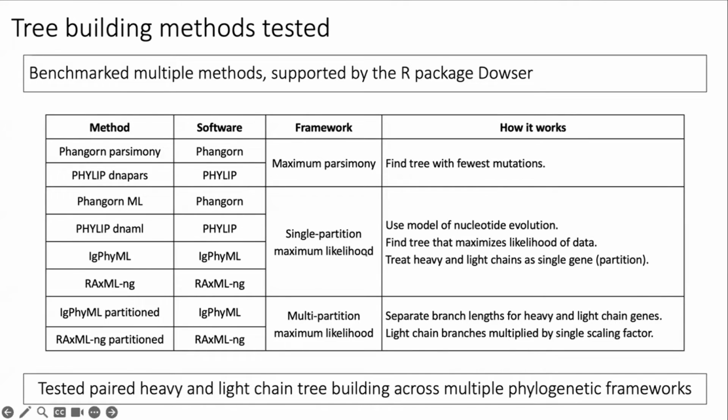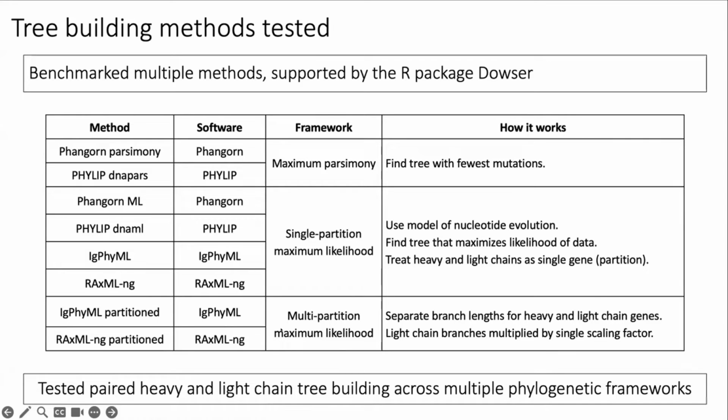trees. We also tested methods that are single partition maximum likelihood. So in here, we use a nucleotide model of nucleotide evolution and find the tree that maximizes the likelihood of the data. Importantly, these approaches, which are single partition and are generally the standard maximum likelihood approaches, treat heavy and light chains as if they're part of the same gene or partition.